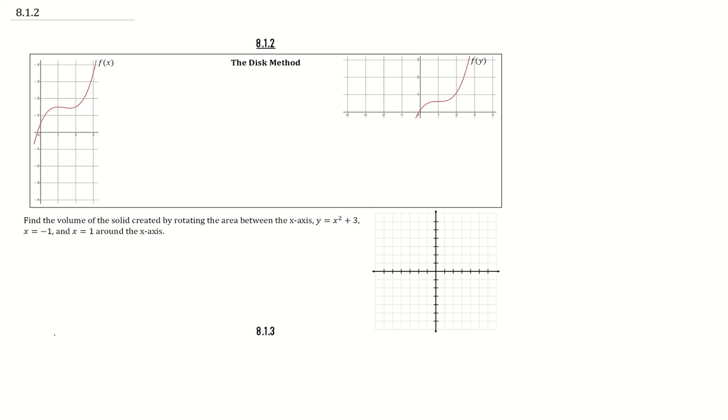So this is our last chapter, chapter 8, volume of solids. What this chapter is mostly, up until we get to 8.3.1, is taking a graph and rotating it around an axis, and that creates a solid figure.